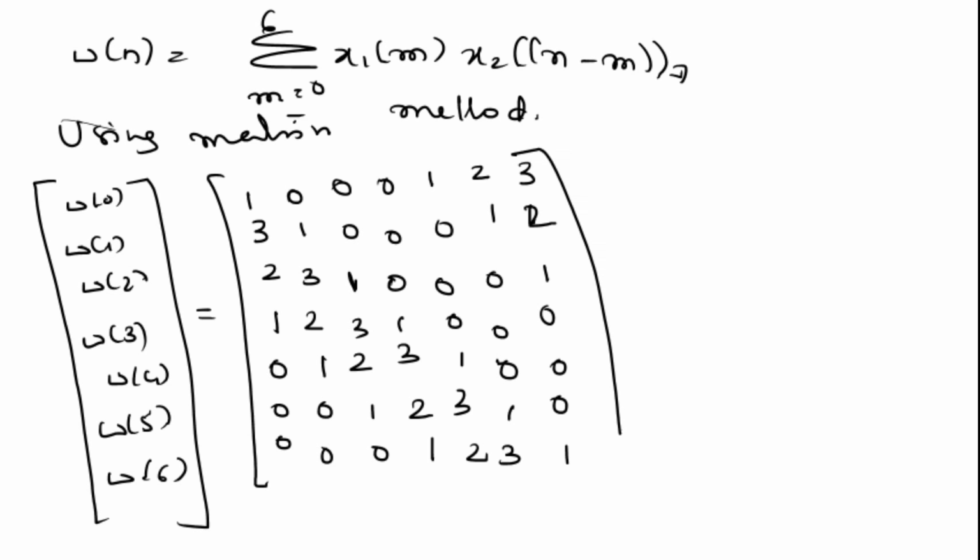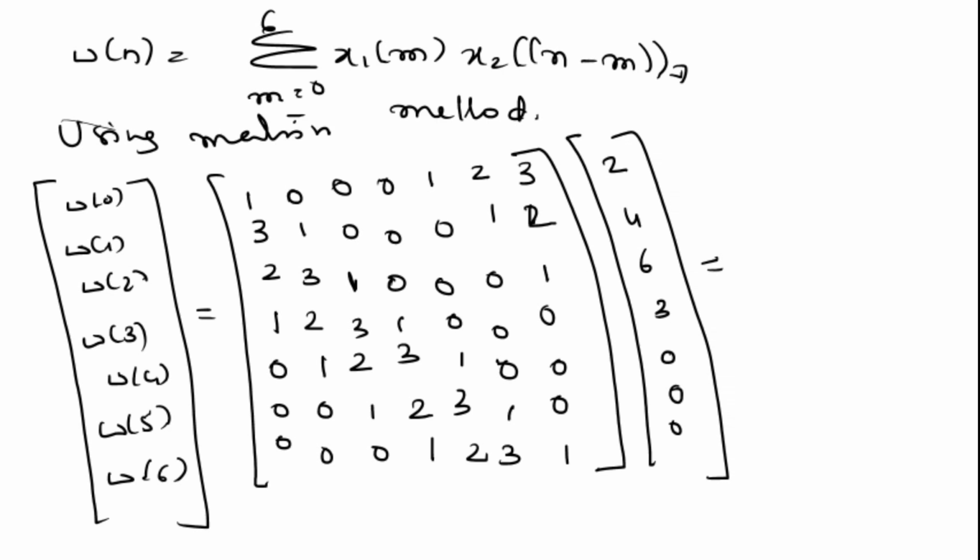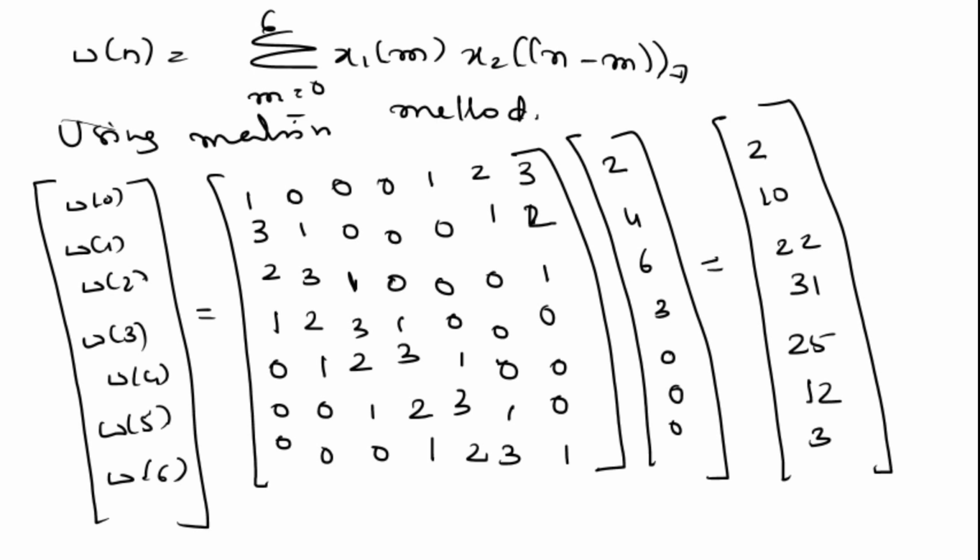multiplied into the second sequence 2, 4, 6, 3, 0, 0, 0. So if you multiply this, we get 2, 10, 22, 31, 25, 12 and 3. Then W of n is equal to 2, 10, 22, 31, 25, 12, 3. This is the answer.